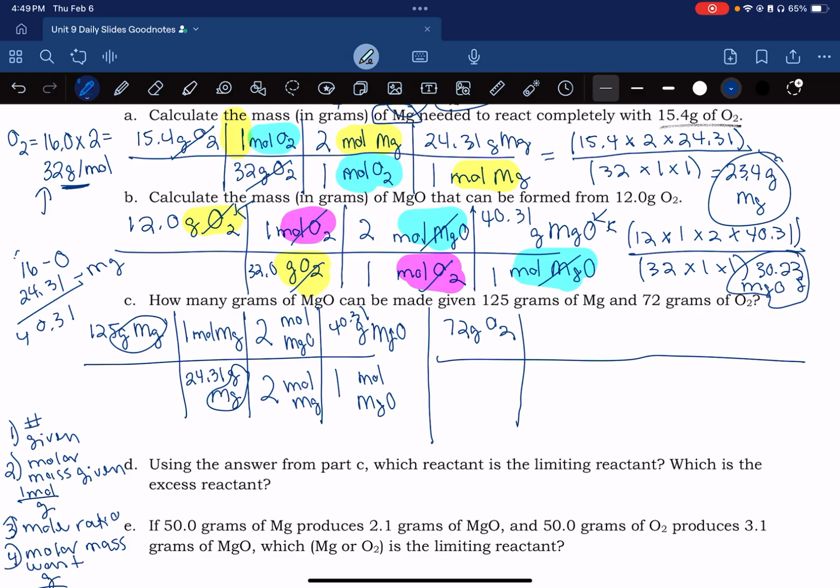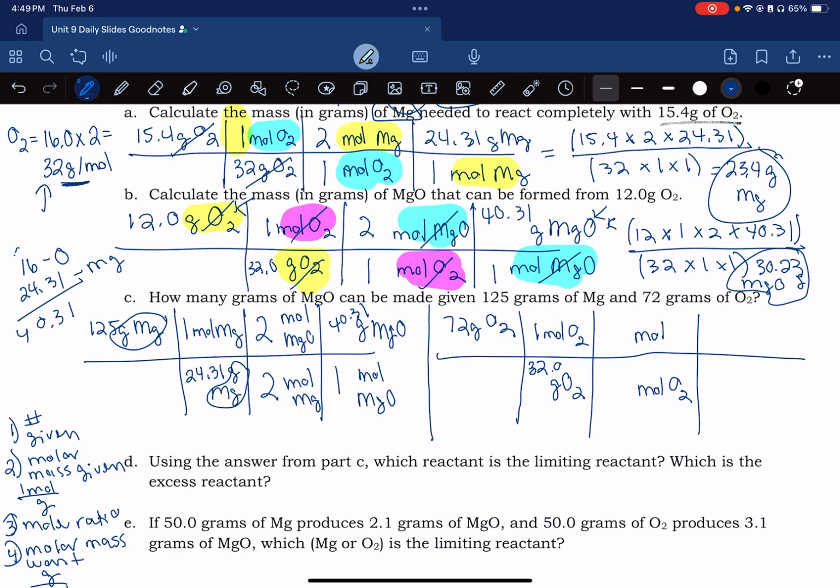So let's come over here and just get this one all set up as well. Okay, so let's match our units, grams of O2. We already calculated that the molar mass of diatomic oxygen is 32 grams per mole. So 1 mole of O2. And now let's copy our unit diagonally, 1 mole of O2 or some moles of O2 to what we want, which is going to be moles of magnesium oxide.